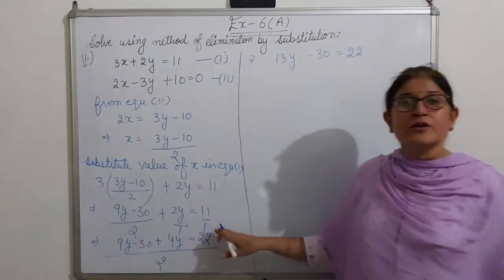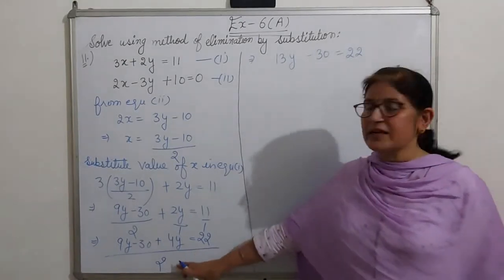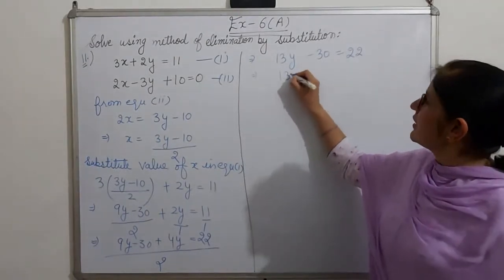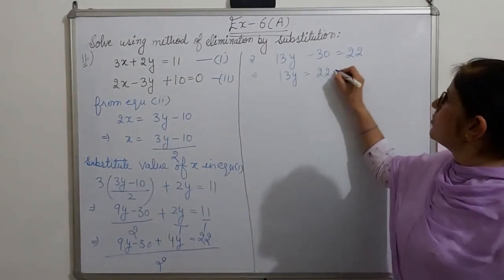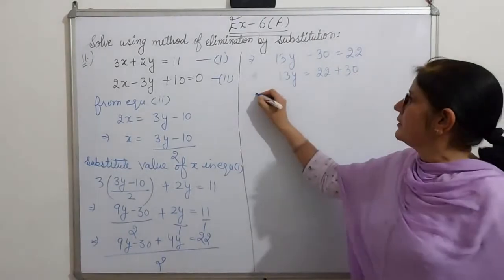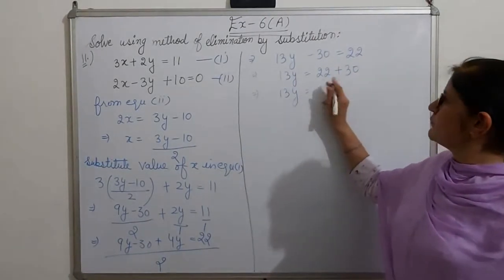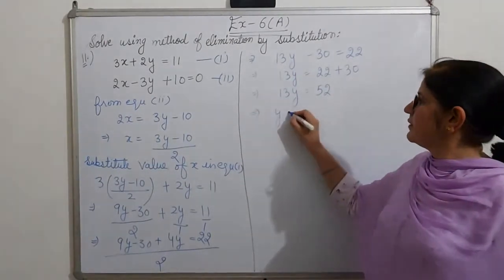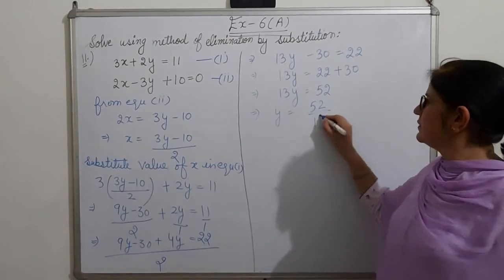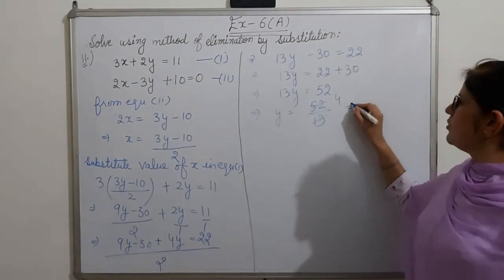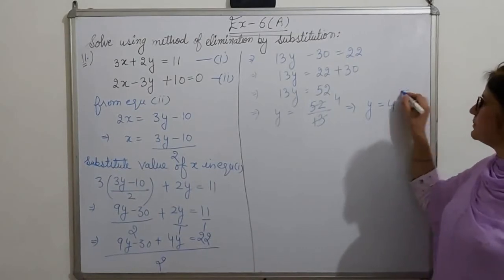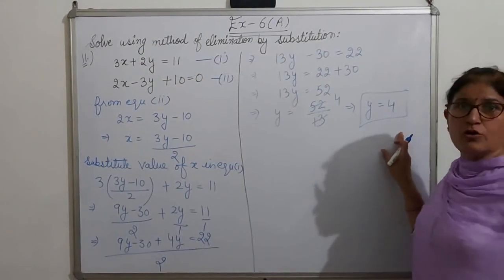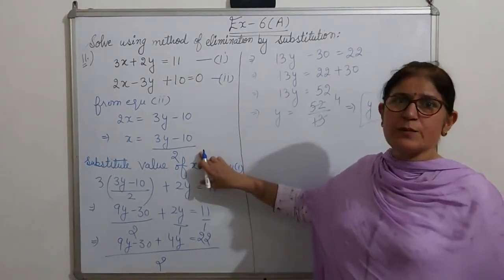Because we have taken the LCM of both the sides together, in the next step we leave the LCM. So 13y is 22 plus 30. When you add, you get 52. And what is y? 52 upon 13. 13 fours are 52, so the value of y is 4. This value of y you have to substitute in equation 1 or 2 or here. It is up to you.